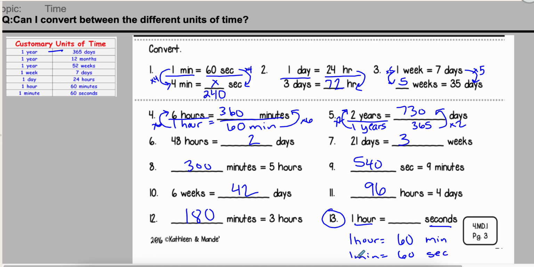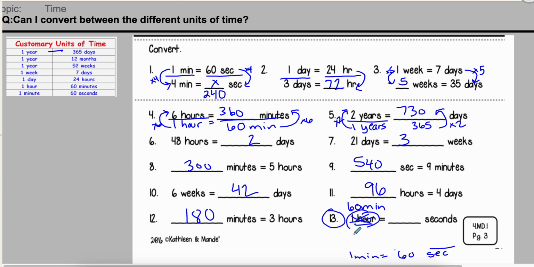So I know that I have in this 1 hour, I know that I have 60 minutes. This 1 hour right here is the same as 60 minutes. So I'm going to take that off. Now I have minutes compared to seconds, because I know 1 hour was the same as 60 minutes. So now I can convert this. I can do some work here.